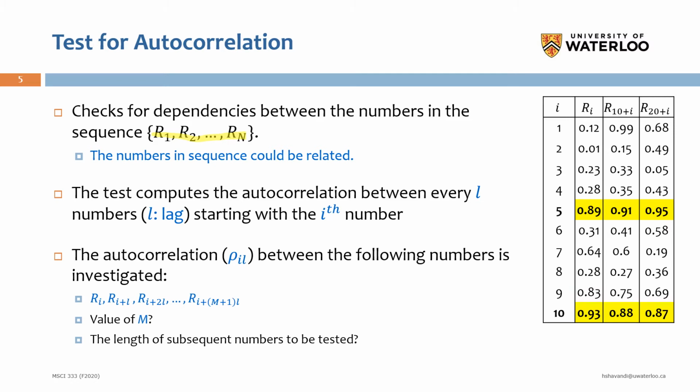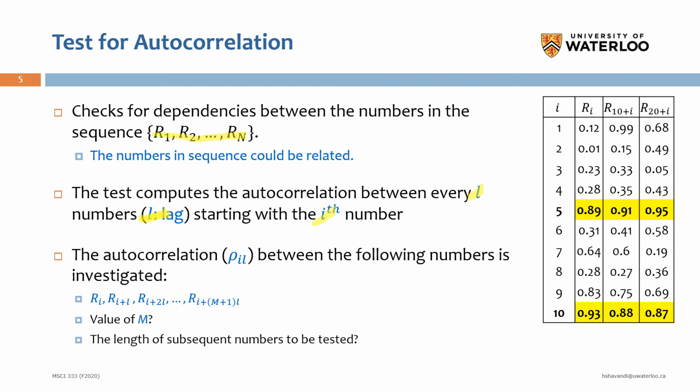Here we consider a lag, and also the starting point, which is the ith number. We start from the ith number, and then we jump to the next number, which will be with a lag of L, and then we consider those subsequent numbers to be tested for autocorrelation.